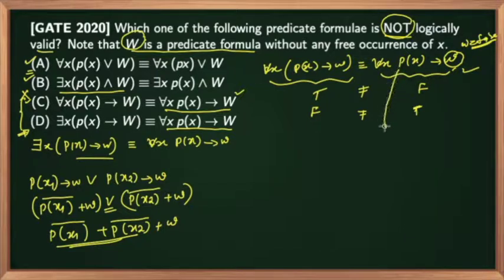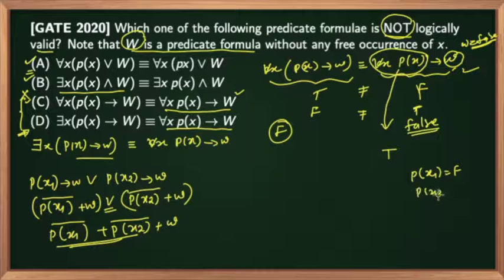But let's take for all x, P of x is equal to false. So false implies false will be true. So on the right hand side I have true. Okay. Now I had to prove that the left hand side is false. So maybe I have two values, P of x1 that's equal to false and P of x2 that's equal to true. Okay, so for all x, P of x is false. False implies W is taken as false, so false implies false is true. So I have the right hand side that is true.